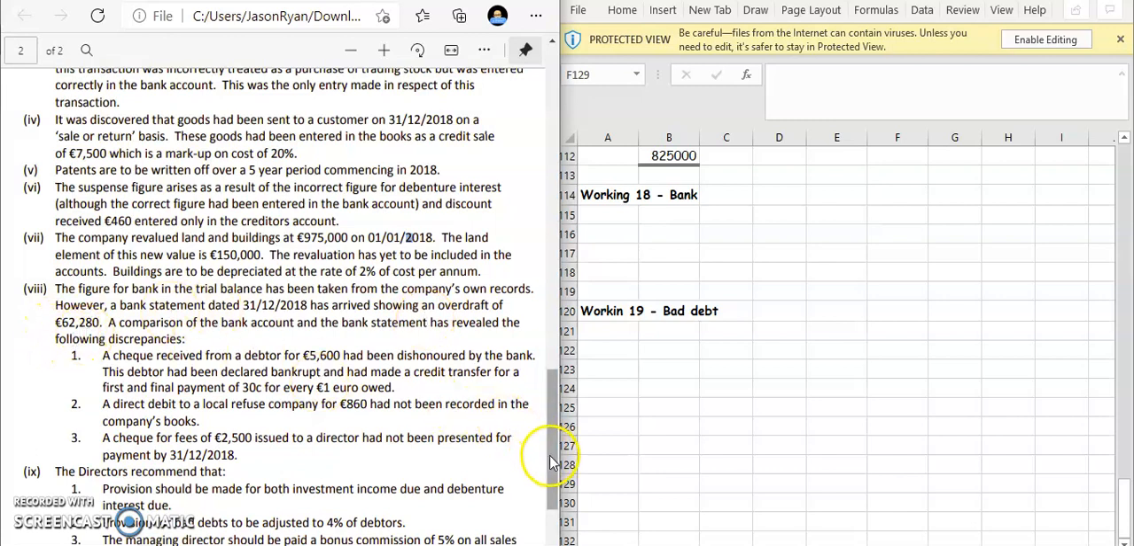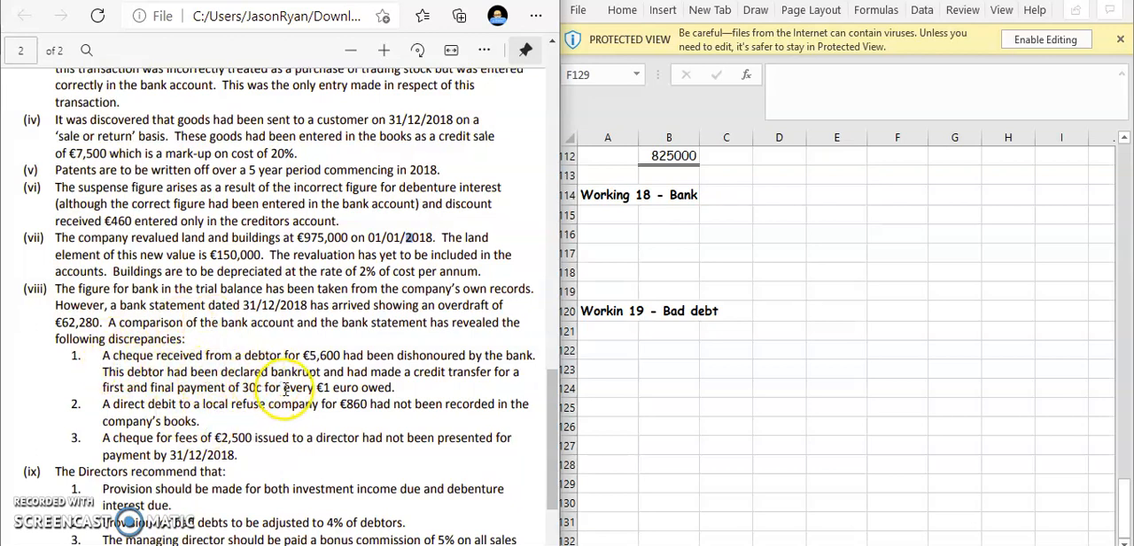So we've got our own records. Now we would know that bank statements are a little bit different in relation to fees that you pay on your bank statement. So our records and our bank statements are not the same. So what we've done, we've compared our bank account with the bank statement, and we've realized the following discrepancies. There are 3 discrepancies here that we need to fix.